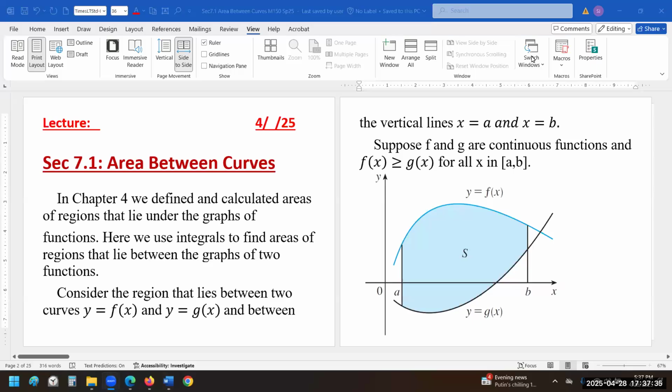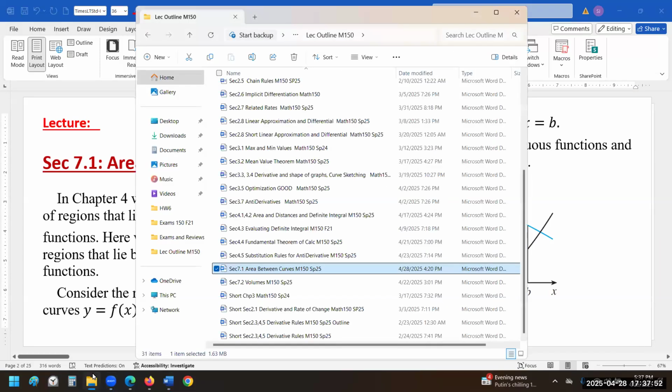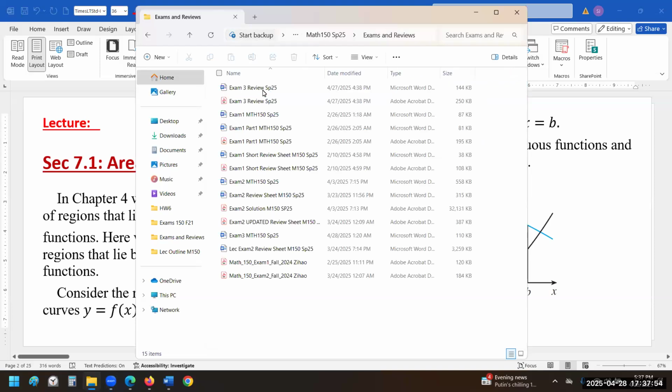So today we are going to cover 7.1, and in our next class we are going to do a review, and then your exam will be next week Monday. I posted the review sheet already if you haven't noticed. Let me show you again. It's on Brightspace, and this is the review sheet.